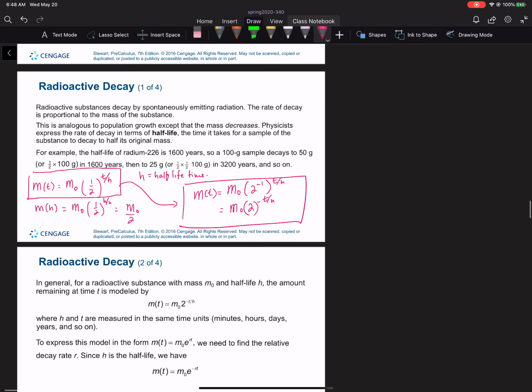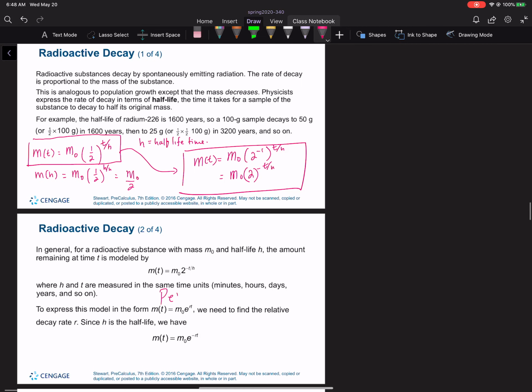An alternative formula is, from the definition, radioactive substances emit radiation spontaneously. So we can think about spontaneously and continuously as kind of going together. So we can think about that formula that we derived when we looked at compounding continuously, P e to the r t. When we looked at compounding continuously, that r was a relative growth rate.